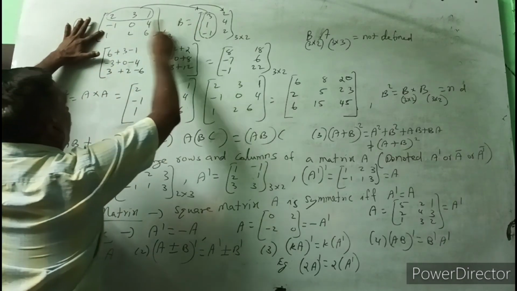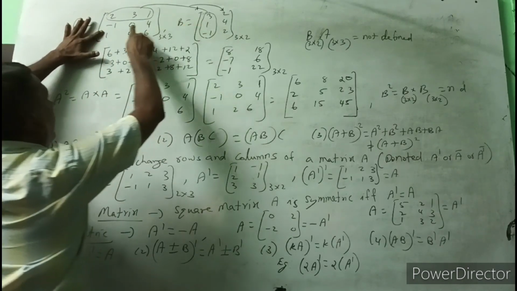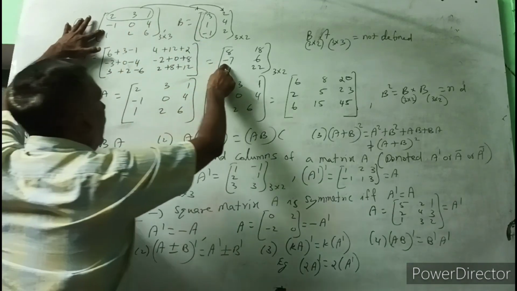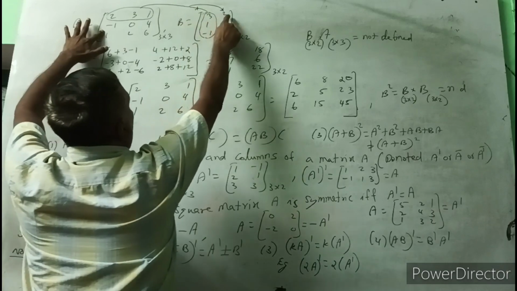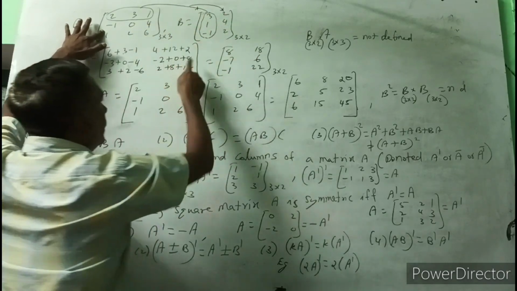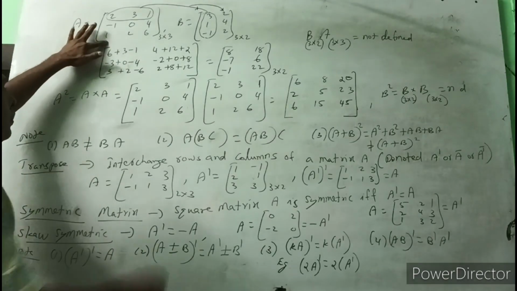Second row multiplied with the first column. Minus 1 into 3, 0 into 1, 4 into minus 1. Total will come minus 7. Again minus 1 into 2, 0 into 4, 4 into 2. Total will come 6. Now the third row, do the same procedure.